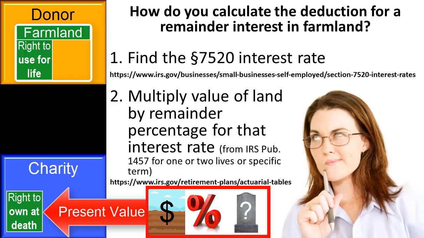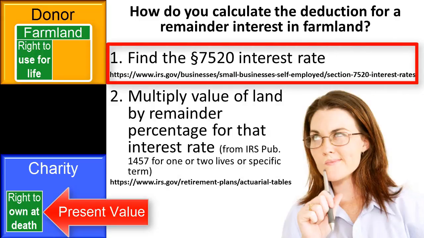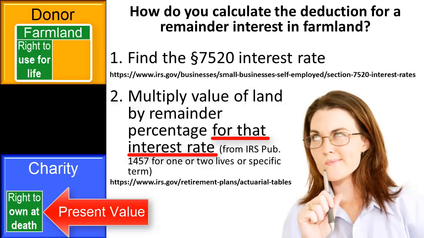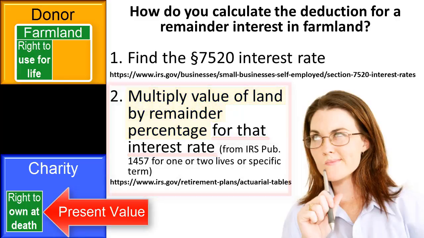In other words, the life expectancy of the donor if the donor is the measuring life for the retained life estate. As a practical matter, the calculation can be completed by identifying the interest rate, known as the Section 7520 rate, found on the IRS website, and then using the interest rate to identify the correct remainder percentage for one or two lives or a specific term from the tables at the IRS website. Let's walk step by step through the process for completing such a calculation.